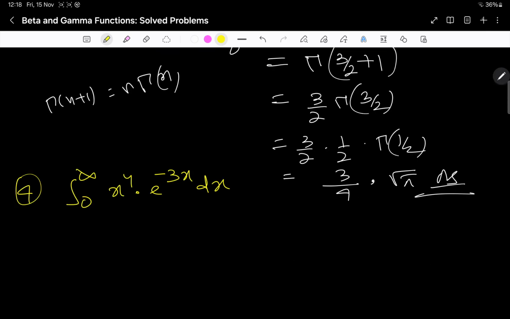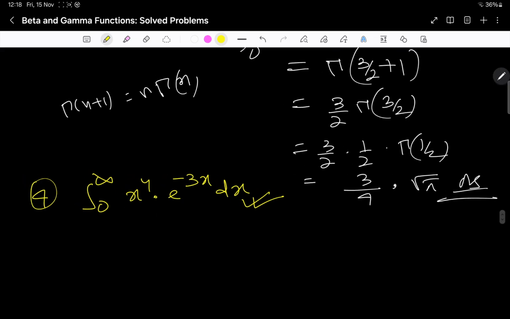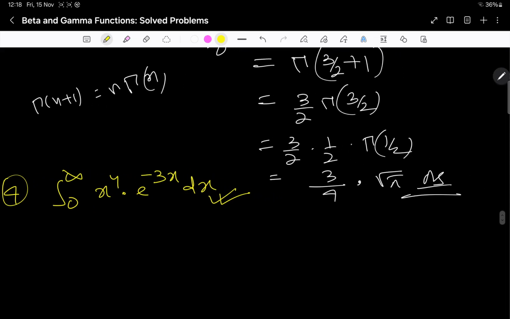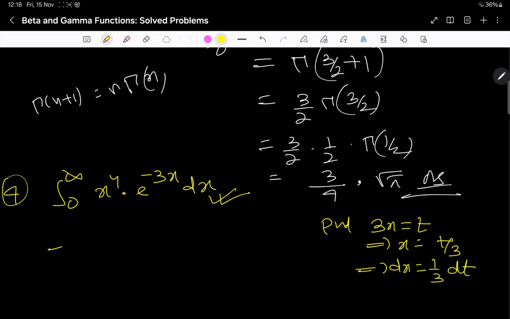Coming to one more problem. So suppose this is a problem. In the definition we need e to the power minus t. So we have to substitute 3x is equal to t, right? So what is your x? x is equal to t by 3. So what is your dx? dx is 1 by 3 dt. So you simplify it in that way. The integral from 0 to infinity, your x will be t by 3 to the power 4 into e to the power minus t dt, isn't it?